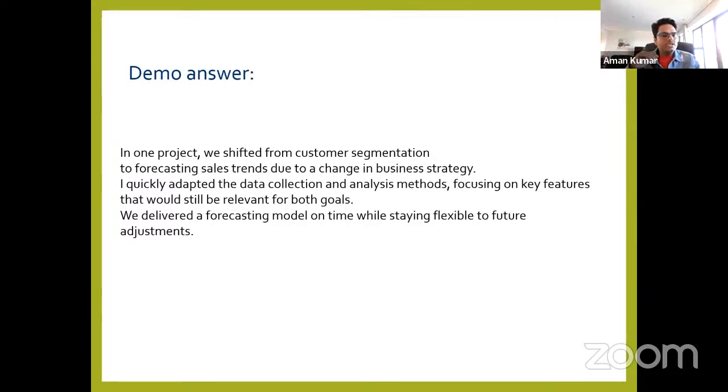We delivered a forecasting model on time while staying flexible for future adjustments. So this is again leadership skill. Your goalpost is shifted. You are not losing your previous work completely, but managing to deliver. Fine. These kind of questions, this is how you have to answer.